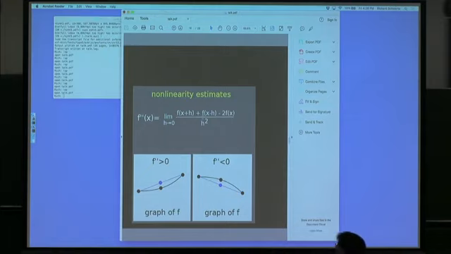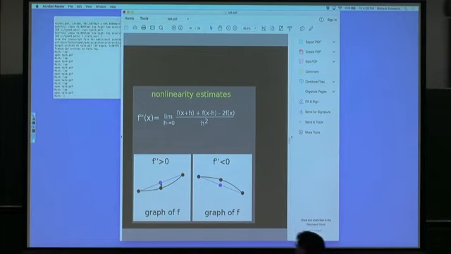Okay, so now I want to explain a little bit about nonlinearity estimates. The thing on the top is just a formula for the second derivative. But really, you should just look at the picture. Here you have a graph of a function where the second derivative is positive and here negative. And the blue is just a graph of the linear function that has the same values at the endpoints. The main thing I want to say about this is that if the absolute value of the second derivative is small, the function's almost linear. And so the black graph is very near the blue graph.